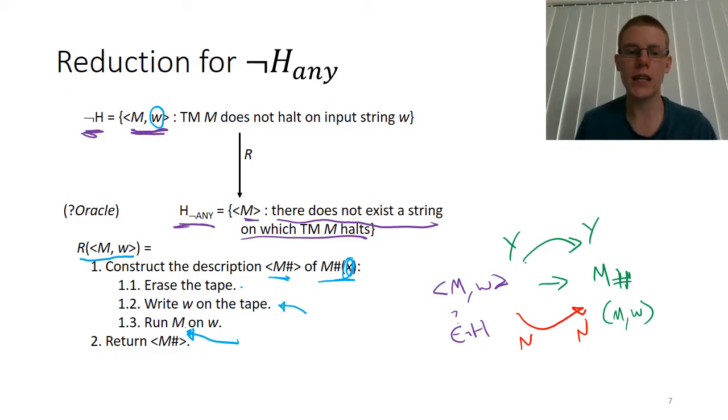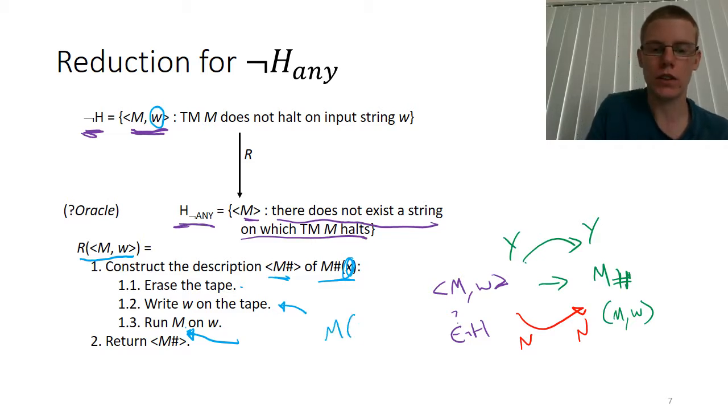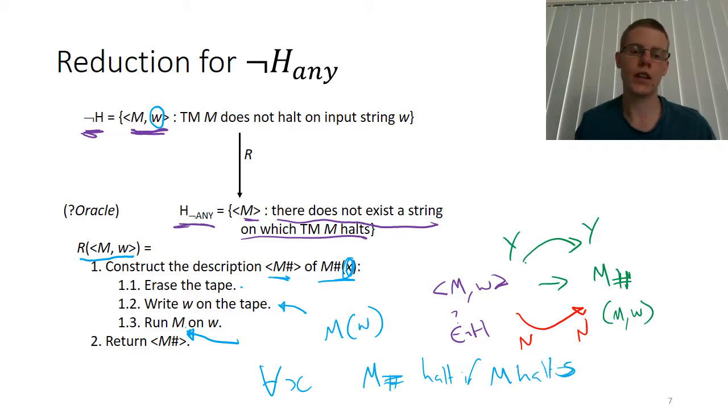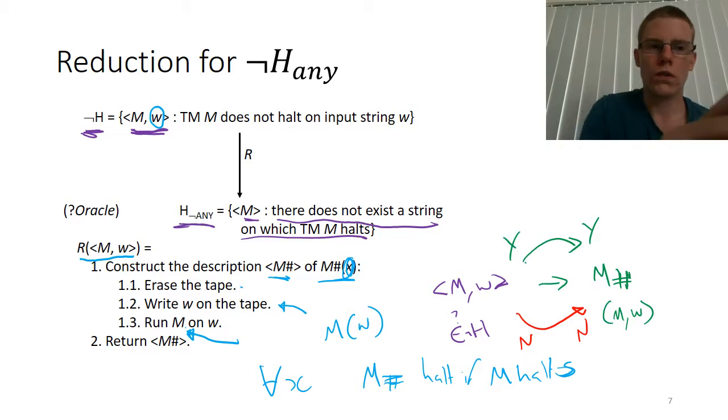And we can see that immediately what that machine will do is on any particular input that it has been given, it will run M on W. Thus, for all X, our machine M hash will halt if M halts on W, and not otherwise. Now we're going to discuss what that means on the next slide.